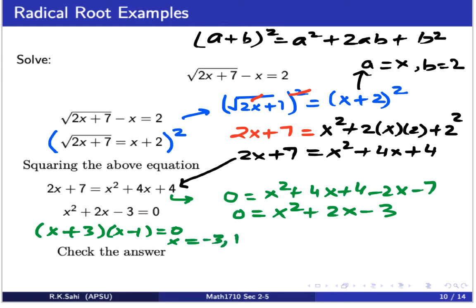We have to check the answers, guys. Just remember, this is a square root problem. So let's check the answers. I start with x equals minus 3. When I plug it in over here, what do I get? Now let me show it on the other side, which I have more space here for you guys.